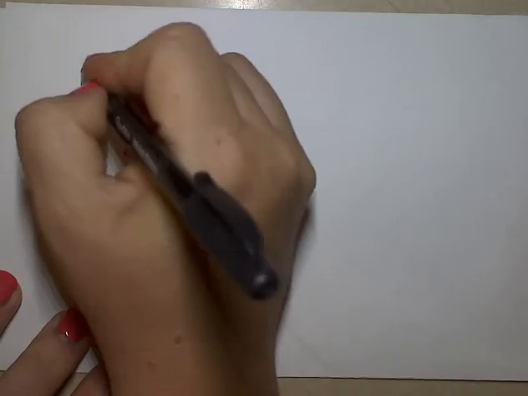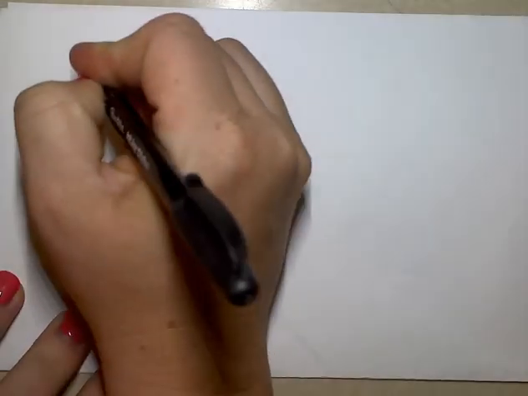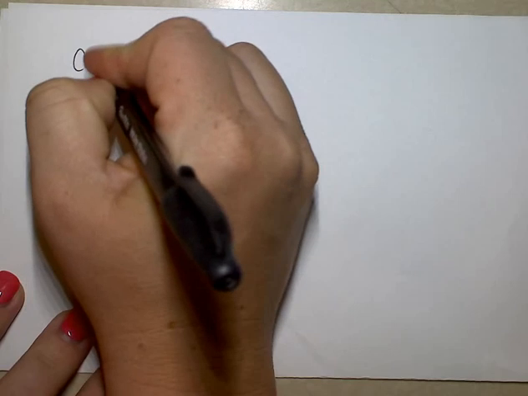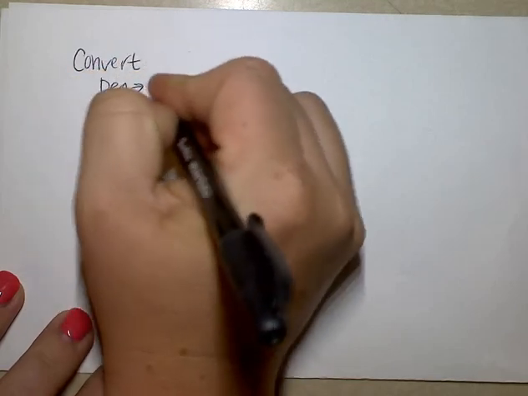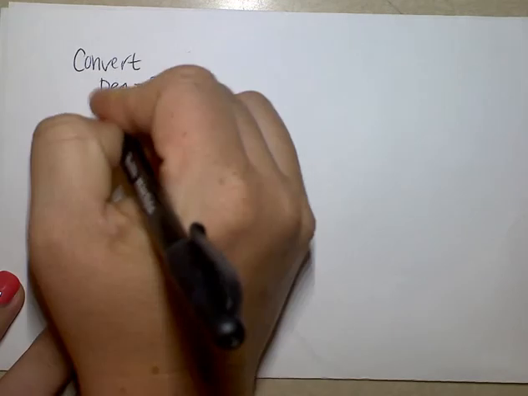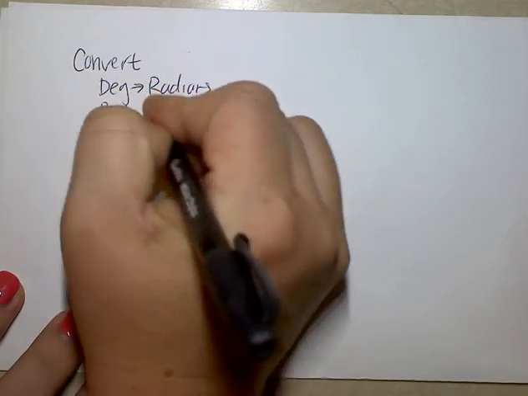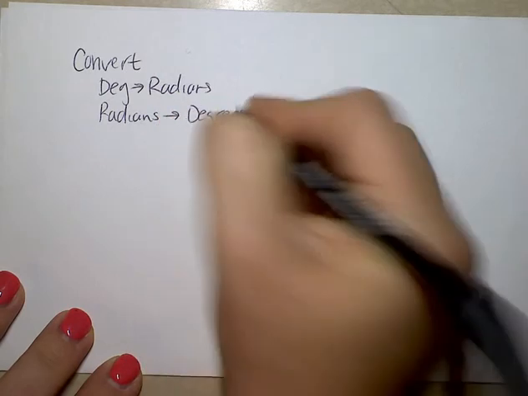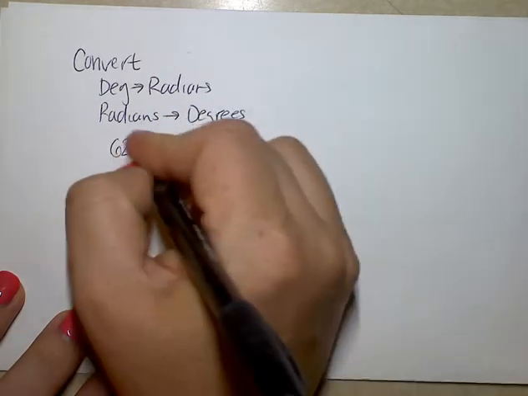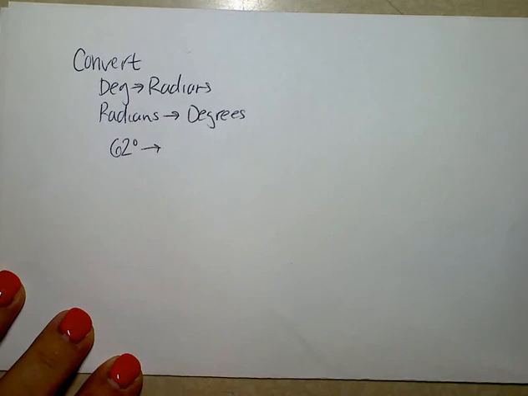Okay, so things that you need to know at this point in the unit are the following. You need to know how to convert from degrees to radians or radians to degrees. So for instance, if I said to you 62 degrees, how would you convert that into radians? You need to know how to do that.